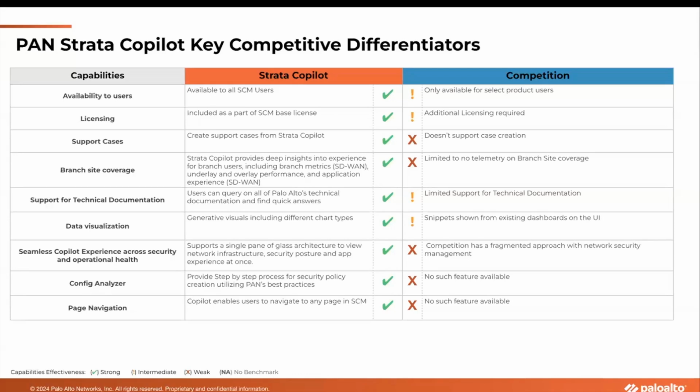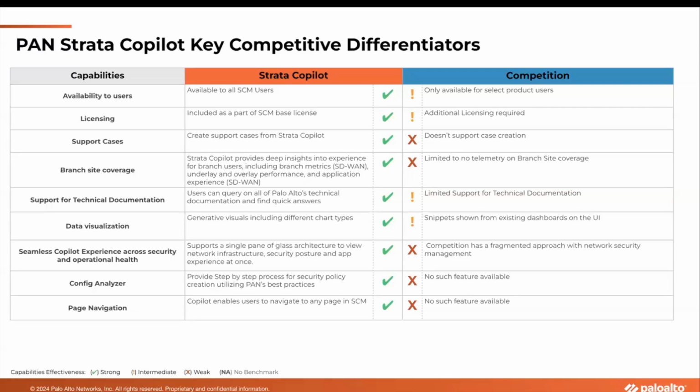As shown before, we have generative visuals, including different chart types for statistic-based data, which can be used for specific use cases, as mentioned before. But in our competitive vendors case, a lot of different competitive vendors only have snippets shown from existing dashboards on the UI. It's not as intuitive as Strata Copilot. Also, we have a single pane of glass, as I mentioned, for network infrastructure, security posture, and app experience, whereas the competition out there has a fragmented approach with network security management because of their fragmented portfolio, fragmented platforms.